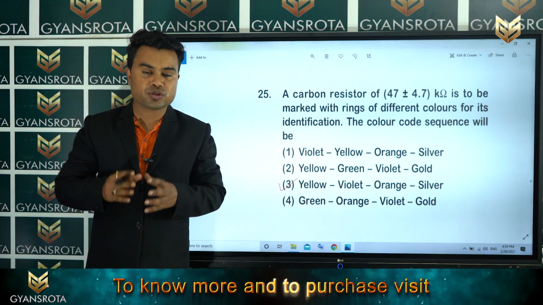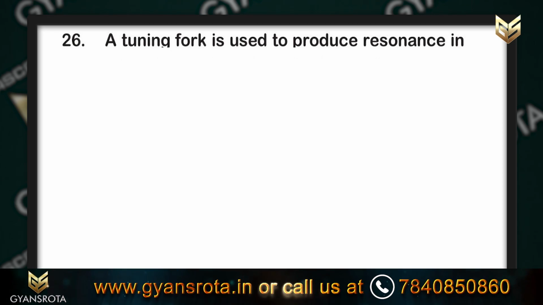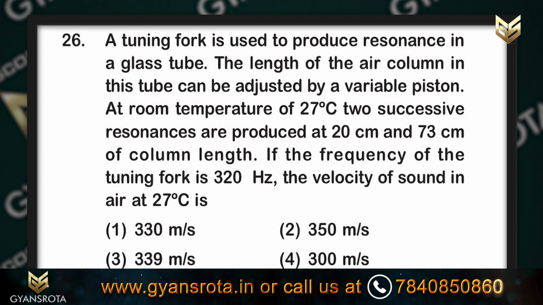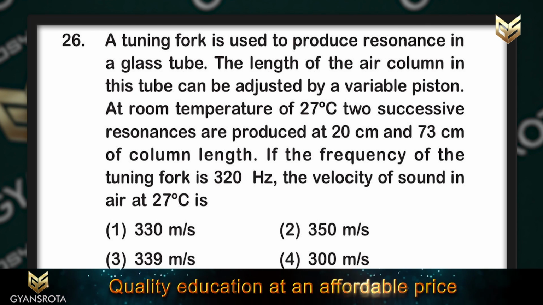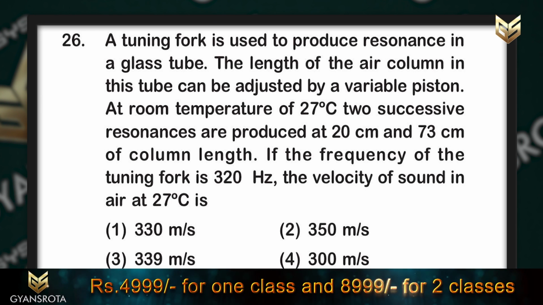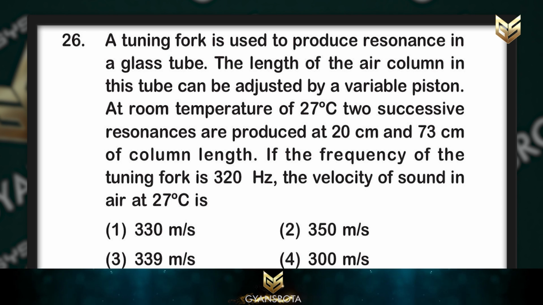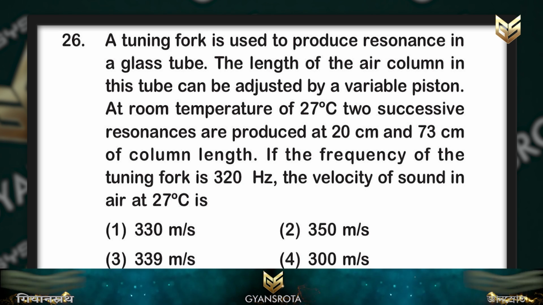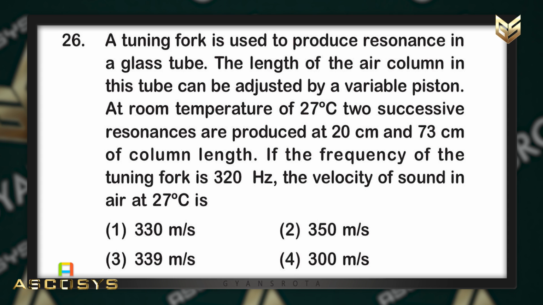Now, let us move to the next question, that is question number 26. Question number 26 says that a tuning fork is used to produce resonance in a glass tube. The length of the air column in the tube can be adjusted by a variable piston. At room temperature of 27 degrees Celsius, two successive resonances are produced at 20 centimeter and 73 centimeter of column length. If the frequency of the tuning fork is 320 Hz, the velocity of the sound in air at 27 degrees Celsius is given by.